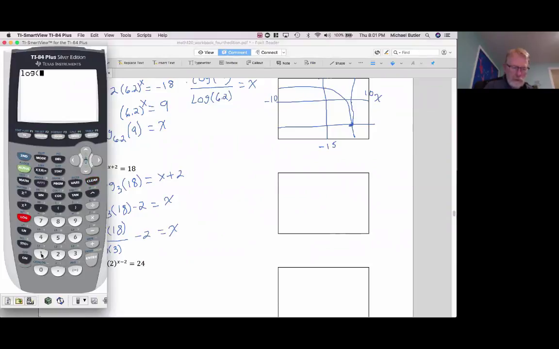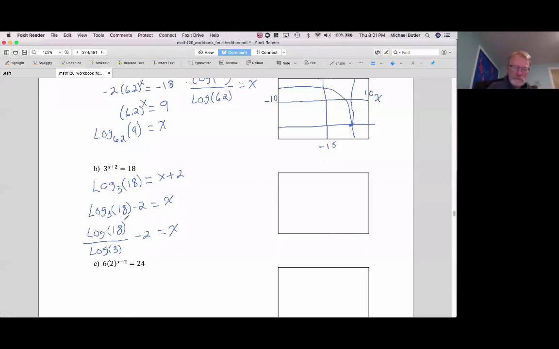So we got logarithm of 18 divided by logarithm of 3 minus 2, and that's our decimal approximation right there. Jamie, did you get that for the decimal approximation? Yeah. Cool, all right. Sweet, so what did you do different than I did?